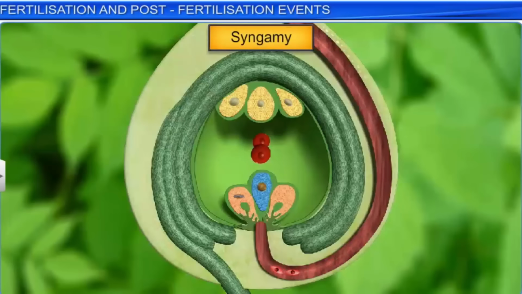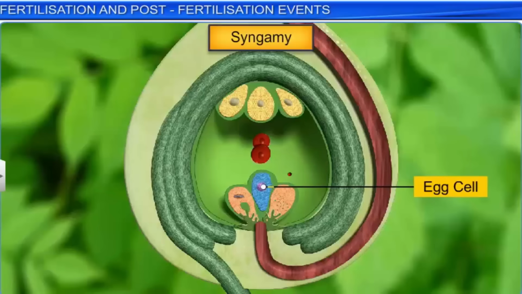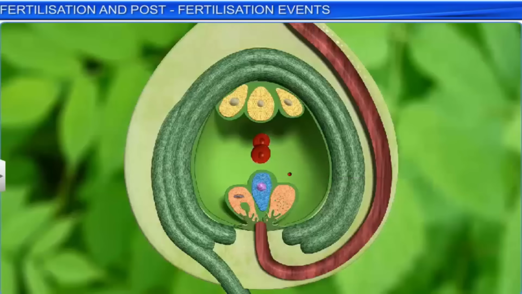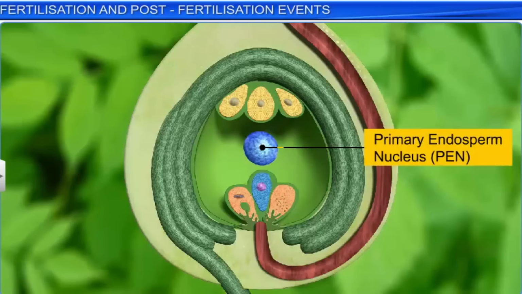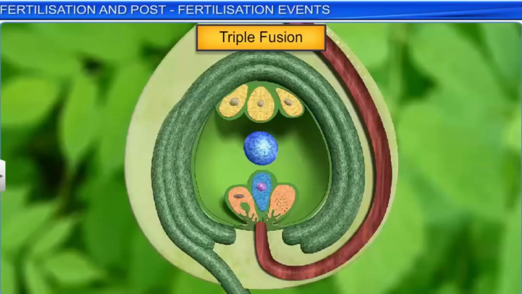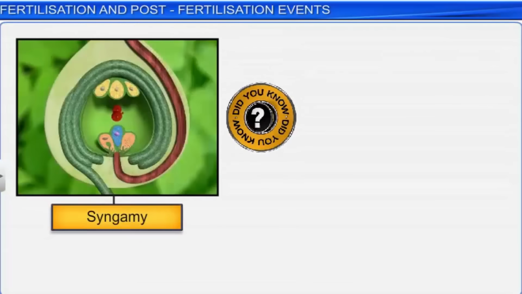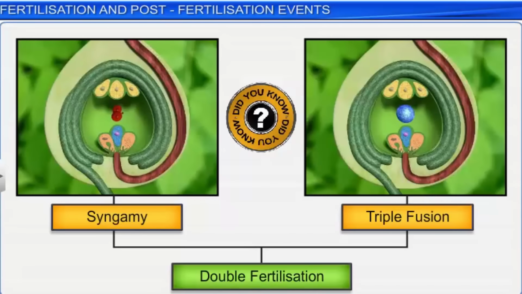Of the 2 male gametes, one enters the egg cell and fuses with its nucleus. This fusion, known as syngamy or first fertilization, results in the formation of a diploid zygote. Meanwhile, the other male gamete moves towards the 2 polar nuclei and fertilizes them to produce a triploid primary endosperm nucleus, or PEN. Incidentally, this fusion is known as triple fusion, as it involves the fusion of 3 haploid nuclei. After the triple fusion, the central cell is called the primary endosperm cell. Did you know that syngamy and triple fusion together represent double fertilization? A phenomenon unique to flowering plants.